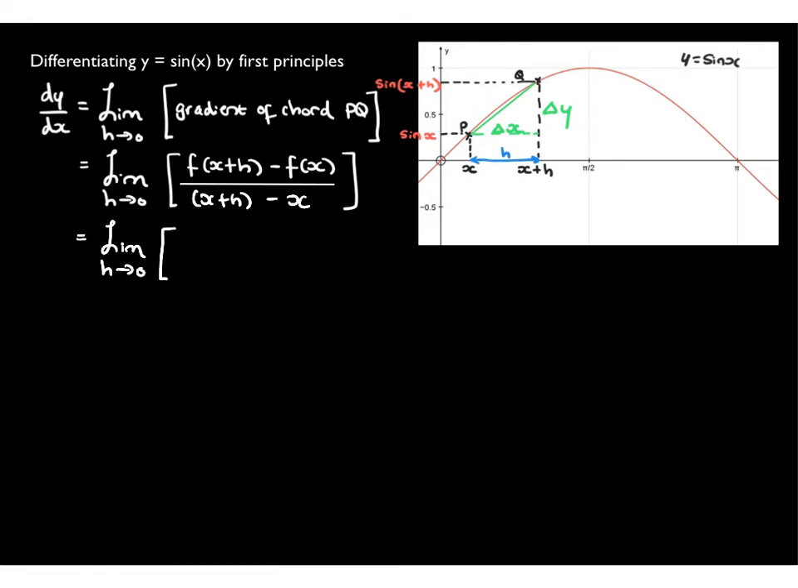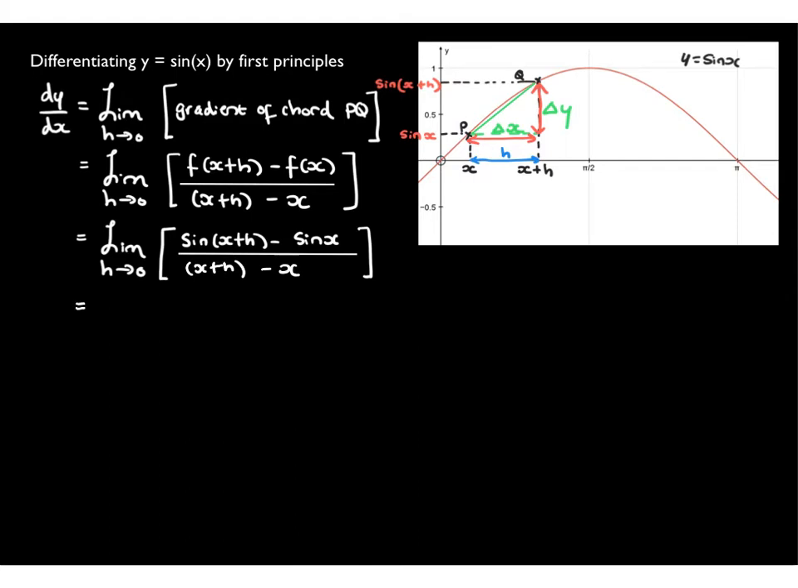But here, of course, our f of x is sine x. So we have sine of x plus h minus sine x. Hopefully you can see that that's the change in y coordinate here. And again, we're dividing by x plus h minus x, which we'll simplify in a second, which is the change in x coordinate. So it's this distance here and here. And of course that gives us the gradient of the chord PQ.